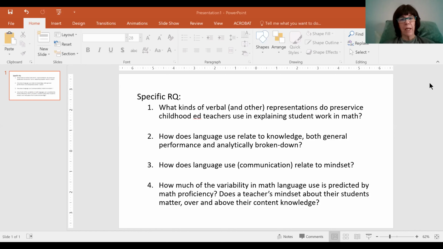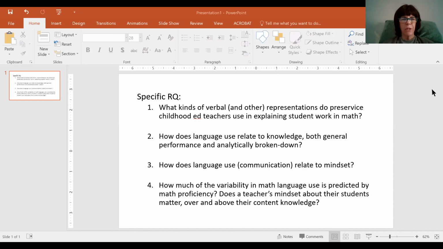What kinds of verbal representations do pre-service childhood education teachers use in explaining student work in math? And that is purely descriptive, including qualitative. We're going to just look for this purpose at verbal representation. In the real study, we're also analyzing drawings and use of equations, and that will go into some qualitative analysis, including descriptive, as well as descriptive statistics. And we're not going to look at that today.